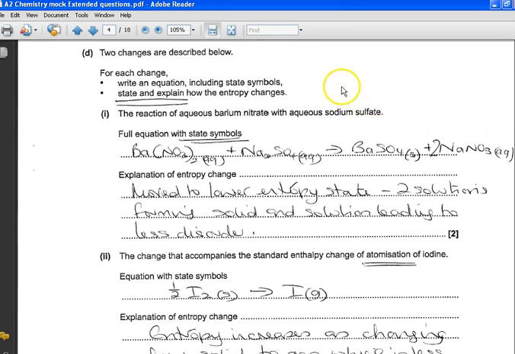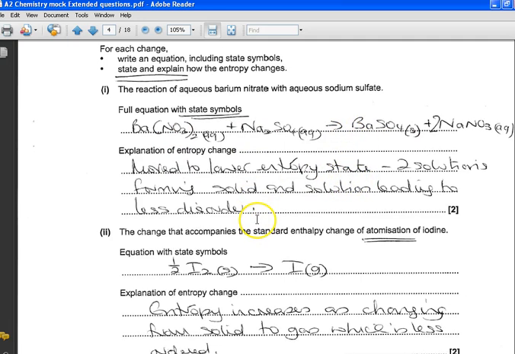Okay, write an equation here, including state symbols, very important. If you forgot those, then you couldn't get the mark. And then it says state and explain. So state the entropy change and then explain why you've stated what you have. So you have to write the equation and make sure that you've got the barium sulfate here as a solid, which means that this reaction has moved to a lower entropy. So we've got two solutions here, and we're forming a solid plus solution here. That's going to lead to less disorder.